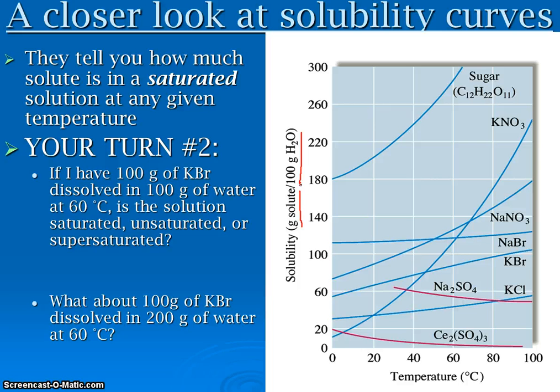If you can plot a point that's below the curve for that solute, it would be an unsaturated solution. If you plot a point and it lands right on a curve, that would be a saturated solution. If you plot a point and it's above the curve, that means you have that unstable, temporary, supersaturated solution. So take a moment, pause the podcast, see if you can figure out the questions there for your turn number 2.